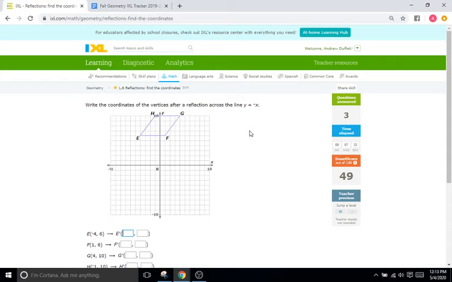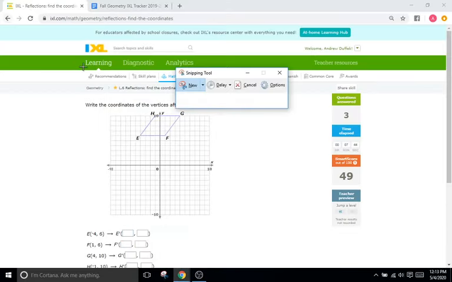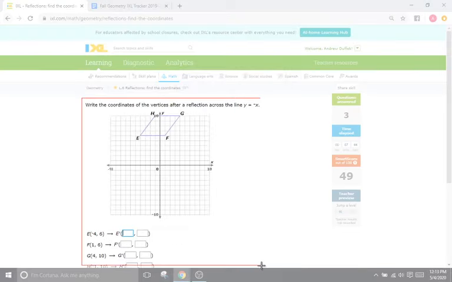Okay, so now we are going to do the reflection across the line y equals negative x. And again, there's a couple different things you can do here. First thing you can do is you can do the old counting method.